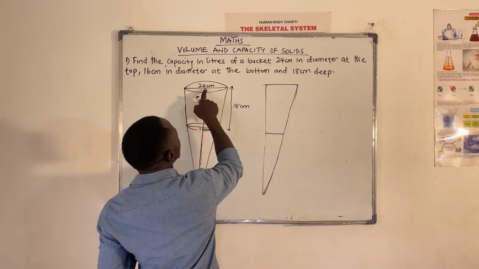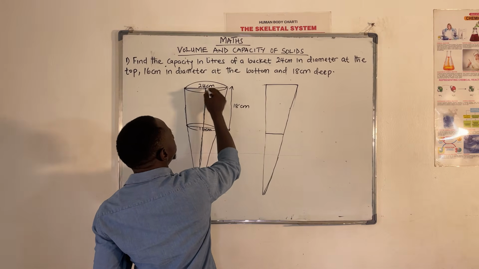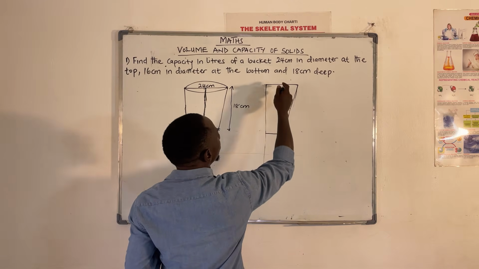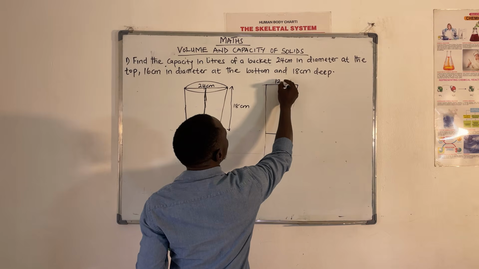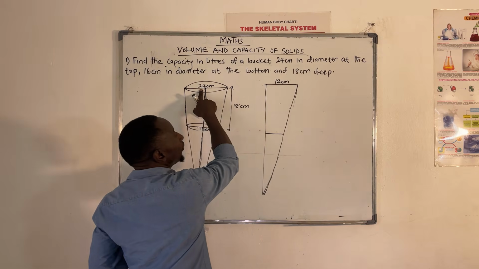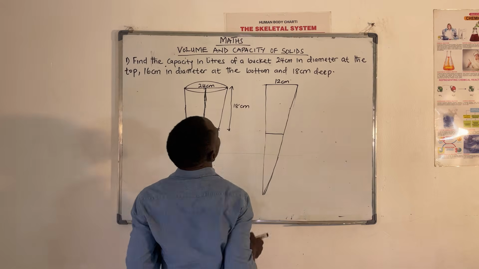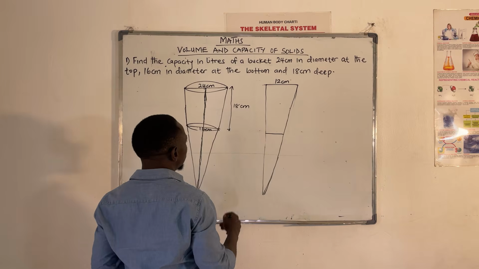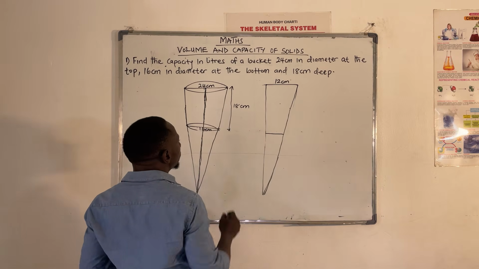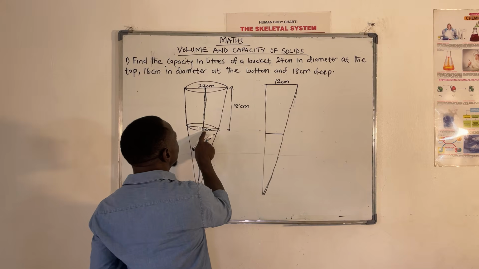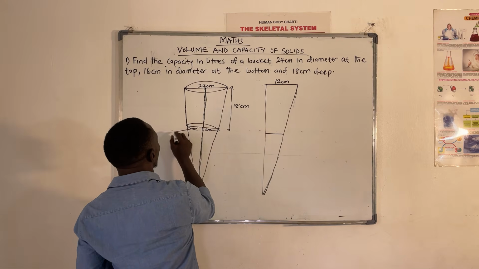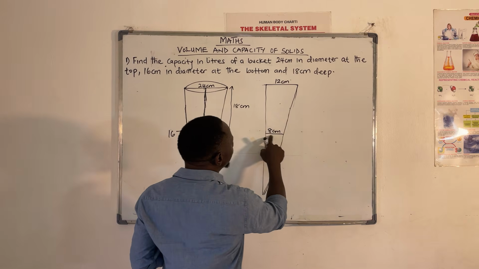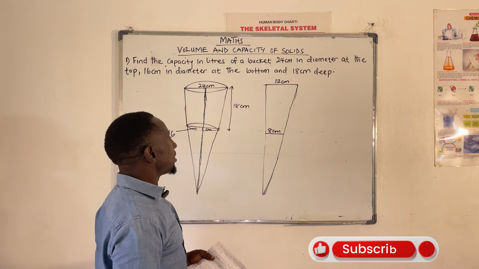So at the top, since this is the diameter, from this point to this point becomes the radius. Since it is half, we now have 12. If you divide 24 by 2, you have 12. So from this point to this point is 12, which is the radius of the top of the bucket. Now, the radius of the bottom of the bucket: since this is 16, if you divide 16 by 2, you have 8 centimeters. So at the bottom, the radius is 8 centimeters.